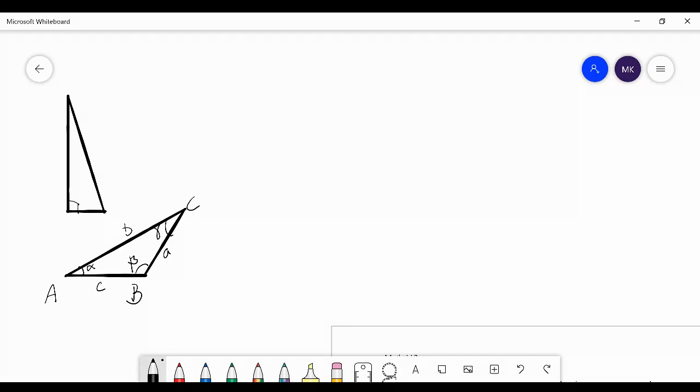Now, since this is an oblique triangle and not a right triangle, we can no longer apply the Pythagorean theorem. If you remember, that was our a squared plus b squared equals c squared. Can't do that anymore, okay? That only applies to right triangles.